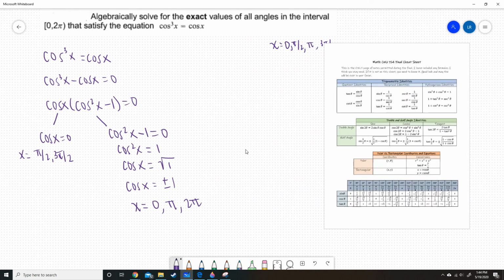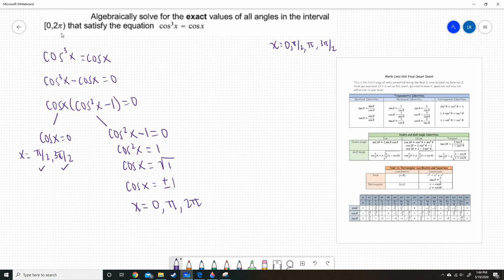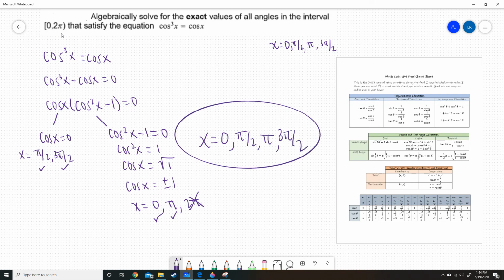So now we just want to check our domain, and do these fit within the domain? Well, 0 to 2 pi without touching 2 pi. This is in the domain, this is in the domain, this is in the domain, this is, and this is not. And so our final answer in numerical order would be 0, pi over 2, pi, and then 3 pi over 2. And that matches exactly what we got on Desmos.